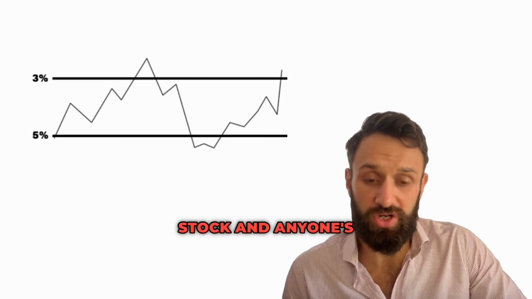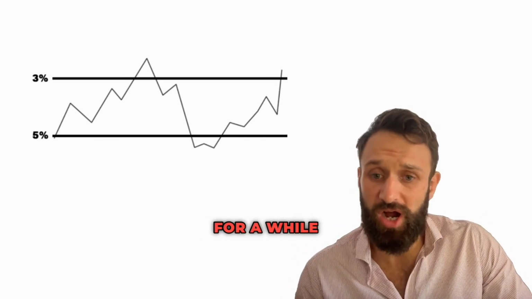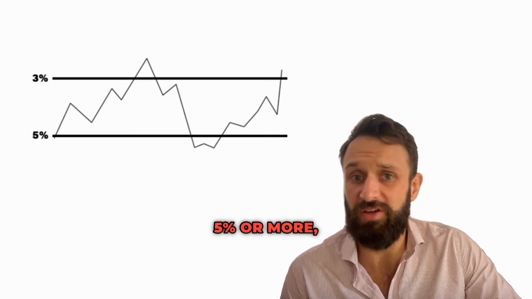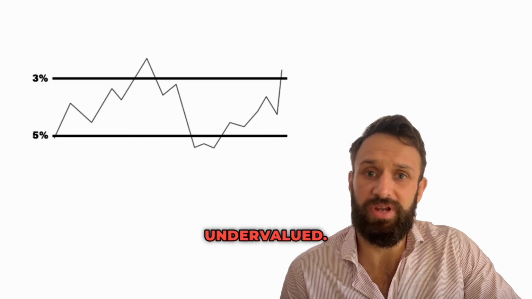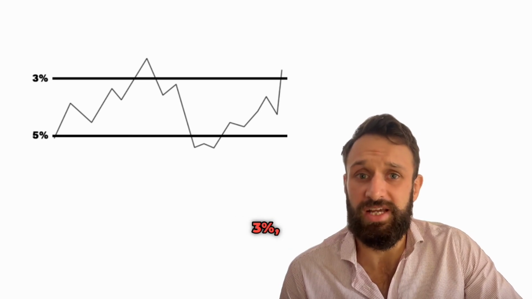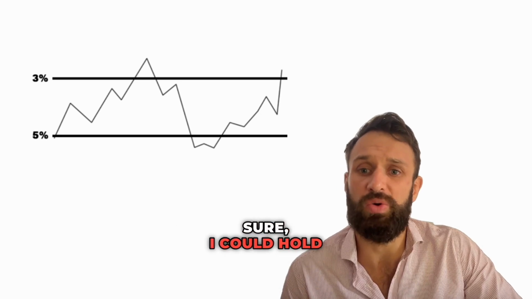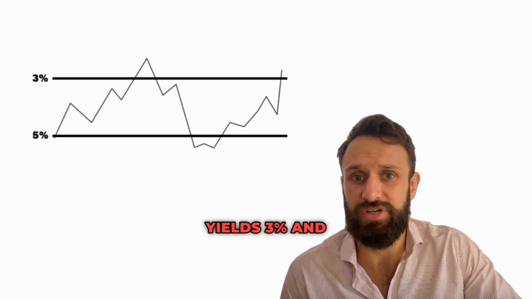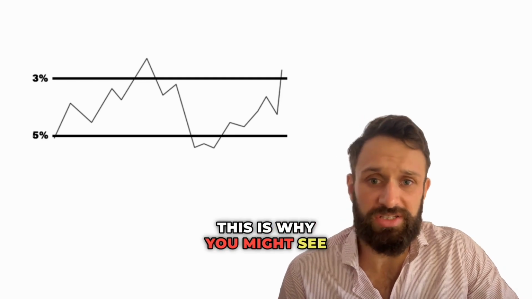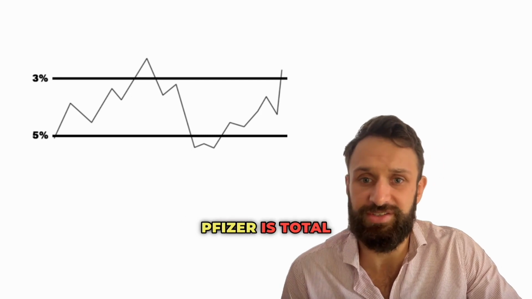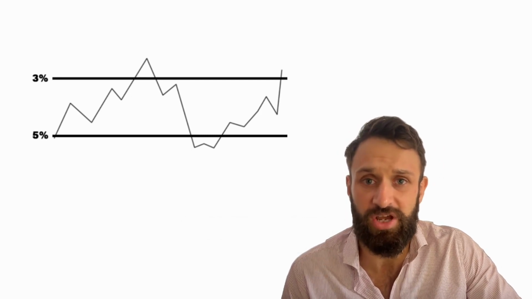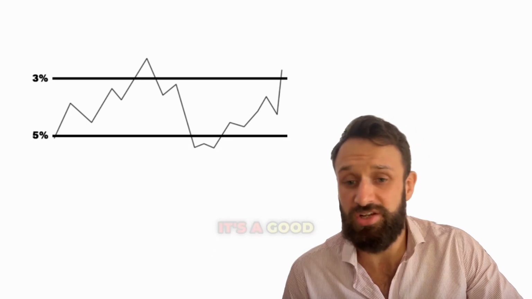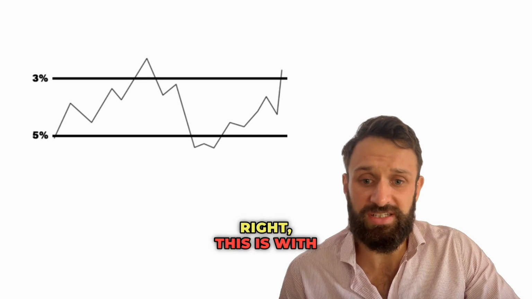Anyone who's been looking at dividend stocks for a while, having made many of these types of observations, will think, well, when this stock is yielding 5% or more, it's looking undervalued, and when it's getting towards 3%, it's starting to get overvalued. Sure, I could hold it throughout and receive the dividends, or I could buy at 5%, sell when it yields 3%, and repeat. This is why you might see people say things like Pfizer is a total bargain when it yields more than 5%, or conversely, any time Pfizer goes above 2.5%, it's a good idea to sell. Right, this is with fixed dividends.